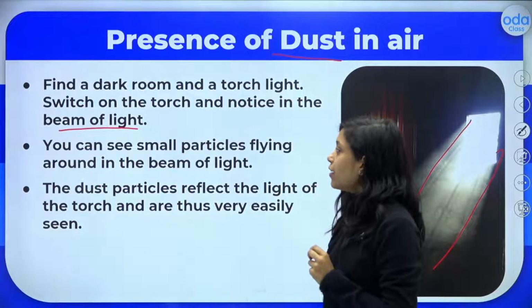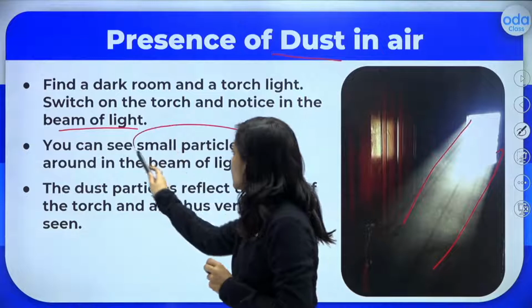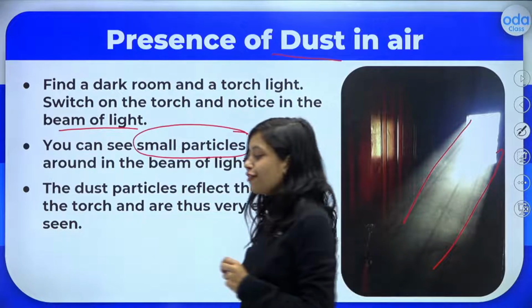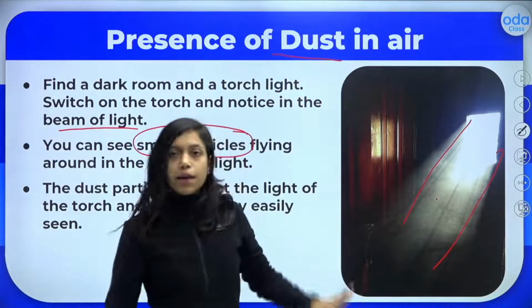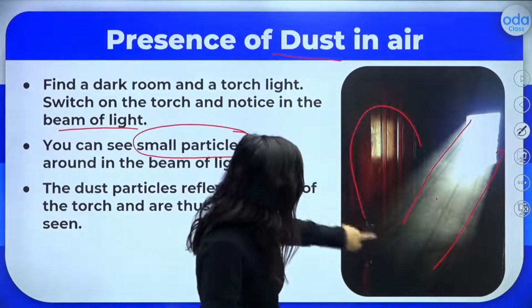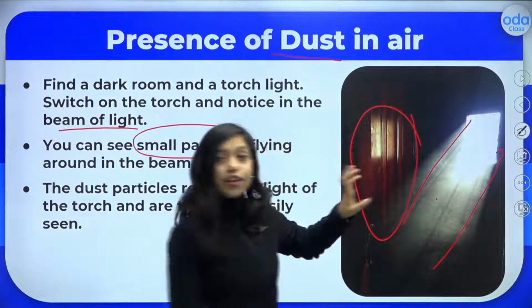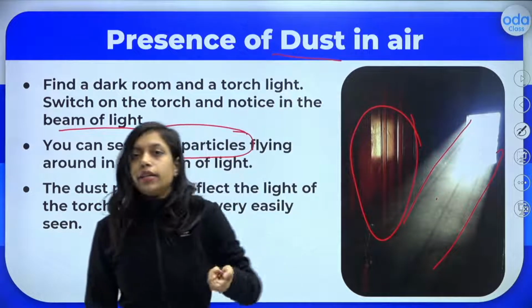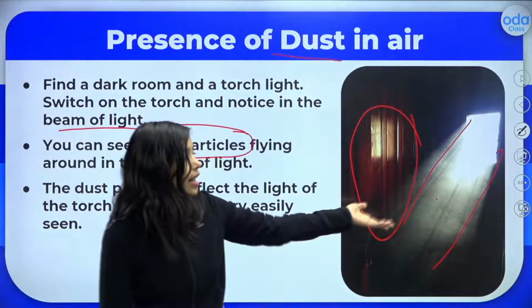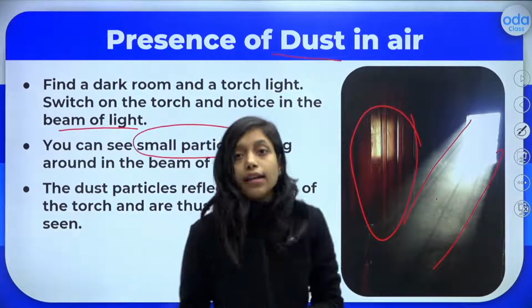Exactly right. It is not clear. You can see small particles flying around in the beam of light. It is not like only in this part the particles are present. No, everywhere the particles are present. As it is dark, you cannot see the particles, because here there is a beam of light, maybe sunlight or torchlight. That is why you can see the particles flying.